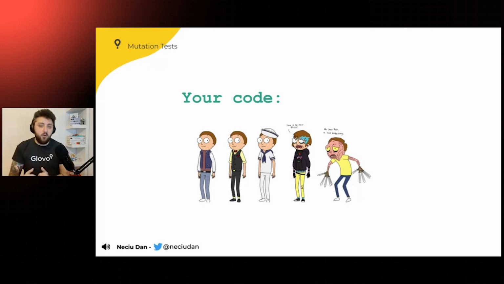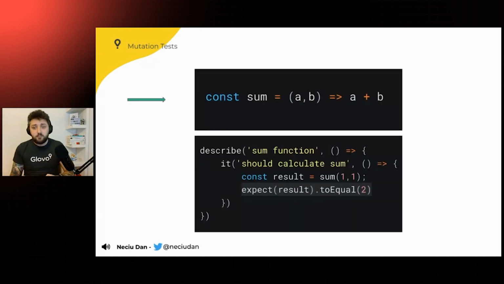You're going to have a report for every unit test that didn't fail, and you're supposed to take a look at it. To go into our sum example, then we are expecting the value 2.